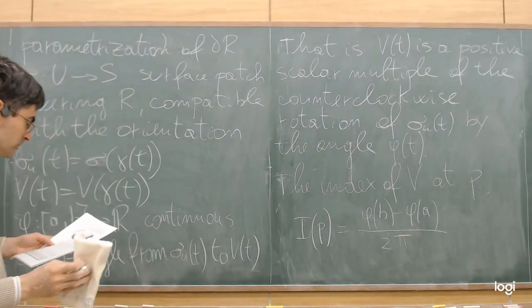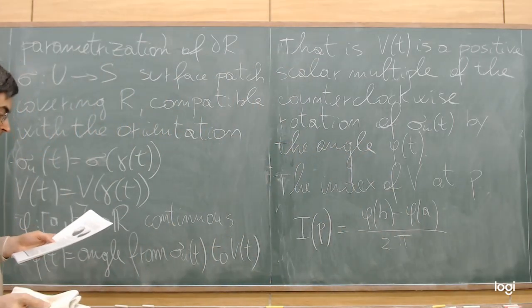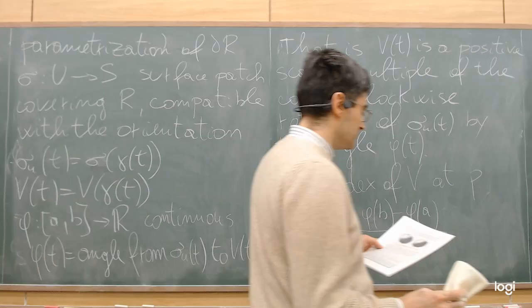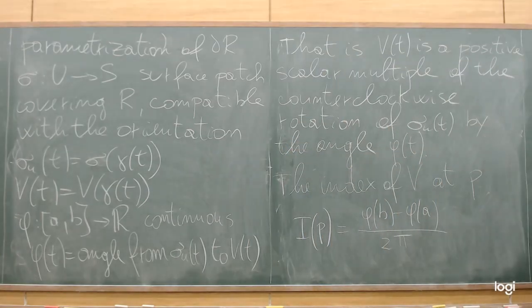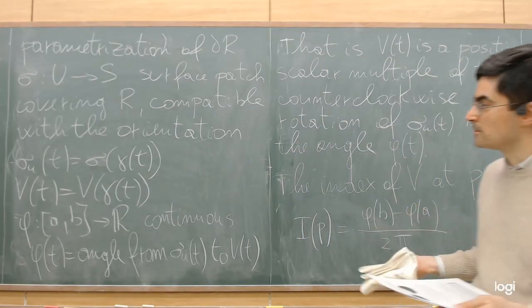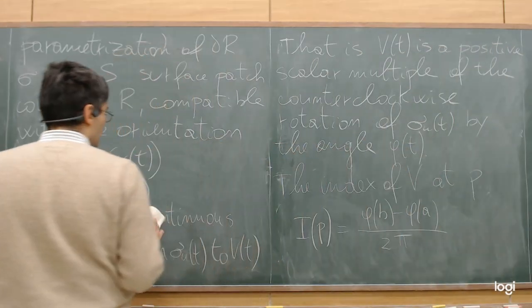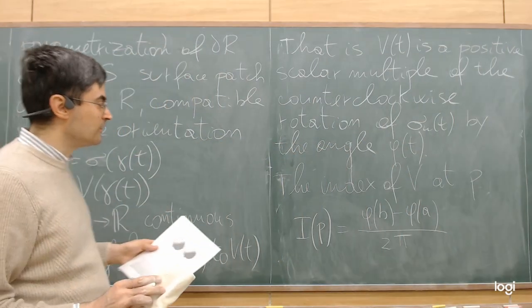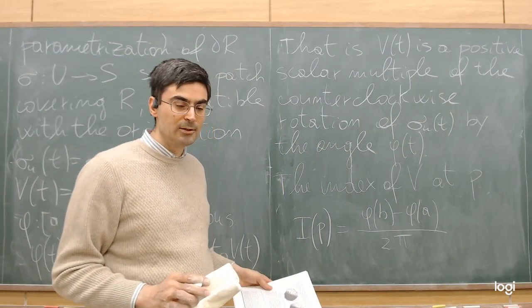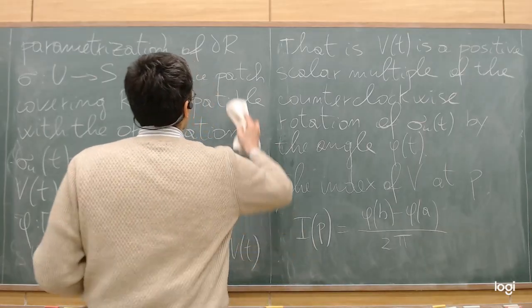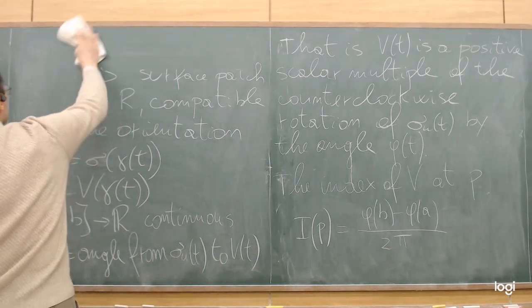This definition involves a polygonal region, an orientation, and a surface patch. So a priori, the value of the index could depend on these choices. It's possible to prove that this is not true.